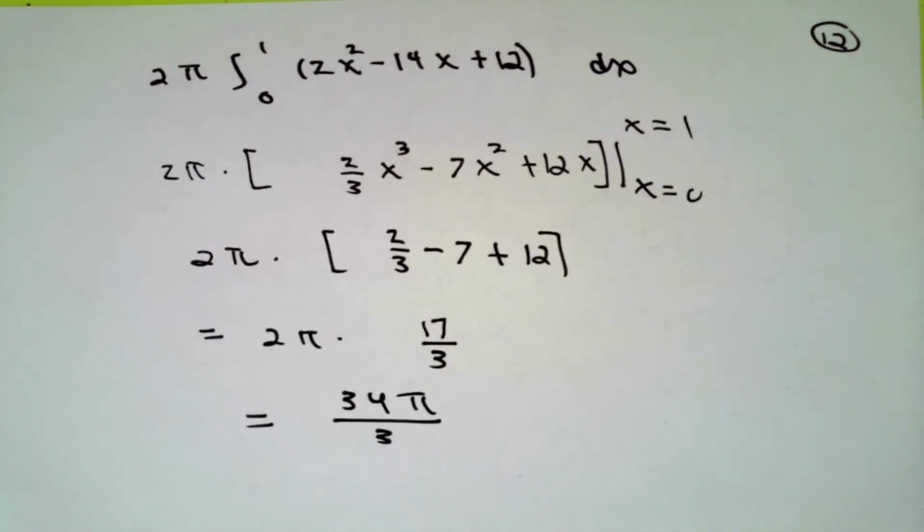Negative 7 plus 12 is 5. 5 is 15 over 3. 15 over 3 plus 2 over 3 is 17 over 3. Multiply that by 2 times pi, and you end up with 34 times pi over 3 as the volume of the indicated shape.